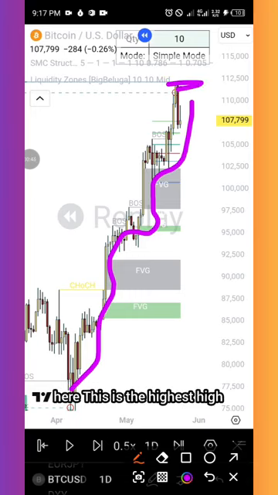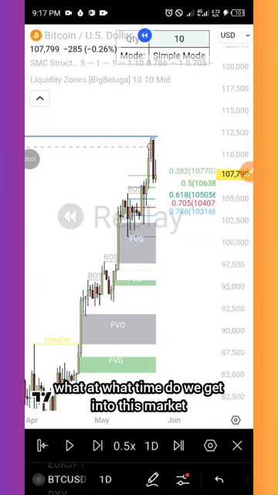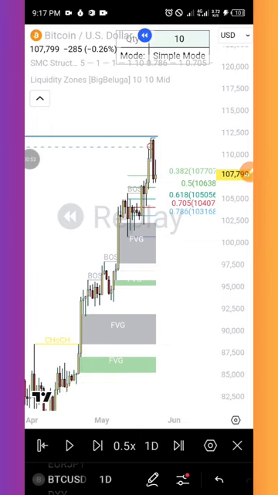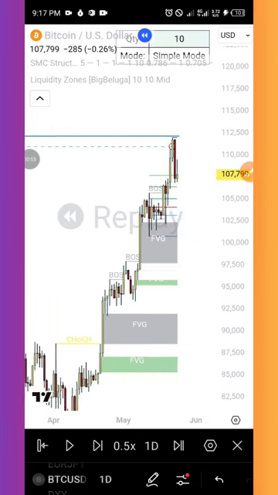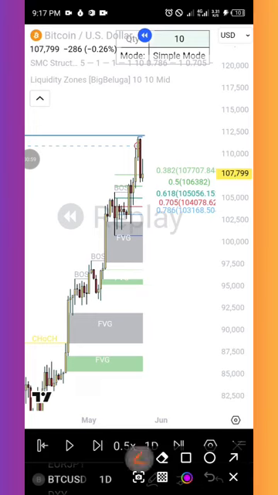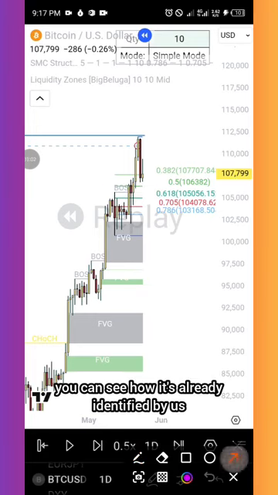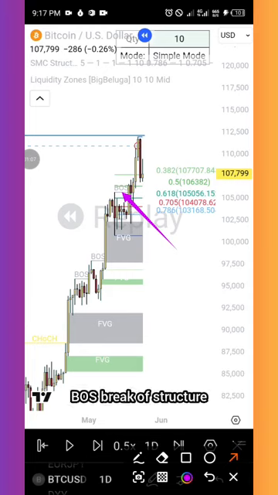This is the highest high, and this is the lowest low. So now the market is like this. At what time do we get into this market? We can see that here is a break of structure. Here is a break of structure. You can see it clearly there. You can see how it's already identified for us by this indicator here, BOS, break of structure, and then we want to get in.